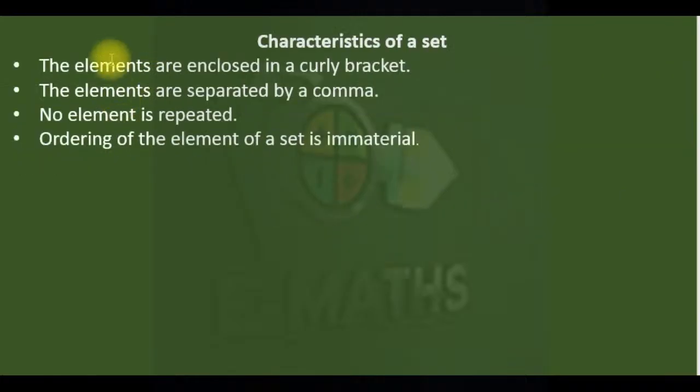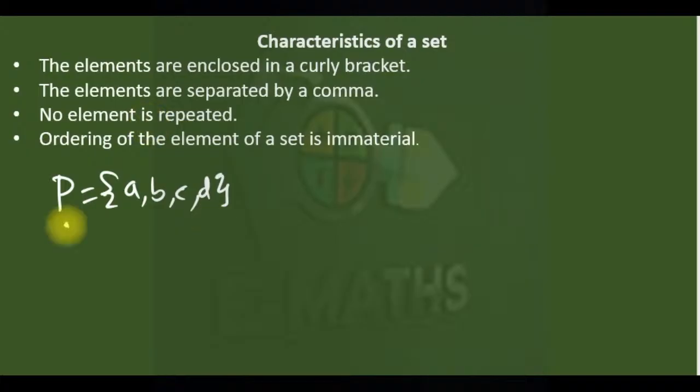The next thing is the characteristics. The first thing to know is that the elements are enclosed in curly brackets, as I've said before. The second is that the elements are separated by commas. If you write a set P, you cannot just write the elements together like that, because that means just one item, so you need to separate them with commas. And no element is repeated.